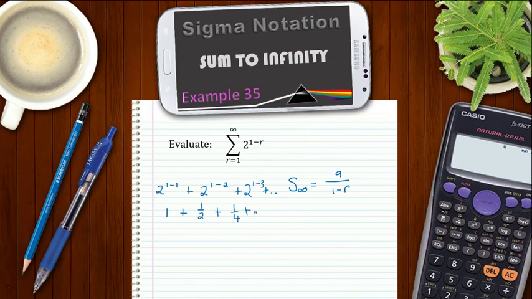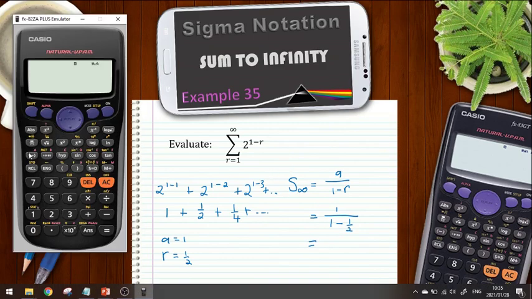All right, now in this case, we can see that our a value is simply 1, and then our common ratio is a half, because I take the first term multiplied by half to get the second, multiplied by half to get the third. And then all that I need to do is just substitute it into my formula for sum to infinity. So my a value is 1 over 1 minus a half, and then I just put it into the calculator.